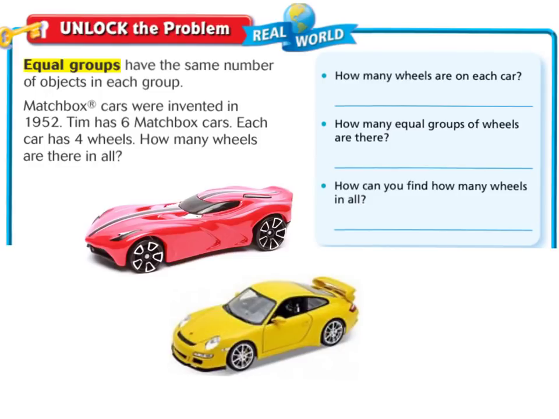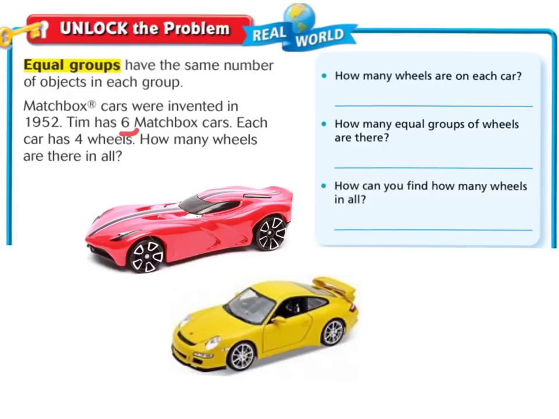Let's take a look at our Unlock the Problem. Equal groups have the same number of objects in each group. Our math problem says, Matchbox cars were invented in 1952. Tim has 6 Matchbox cars. Each car has 4 wheels. How many wheels are there in all?